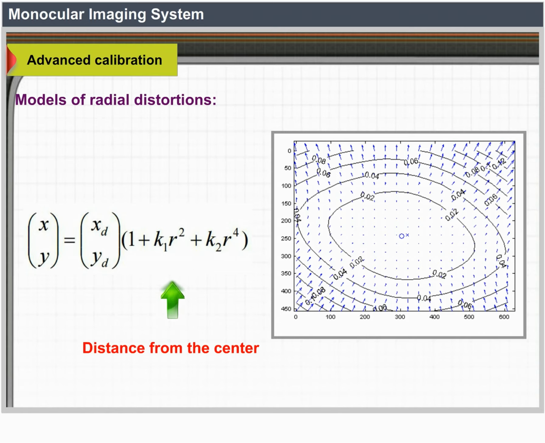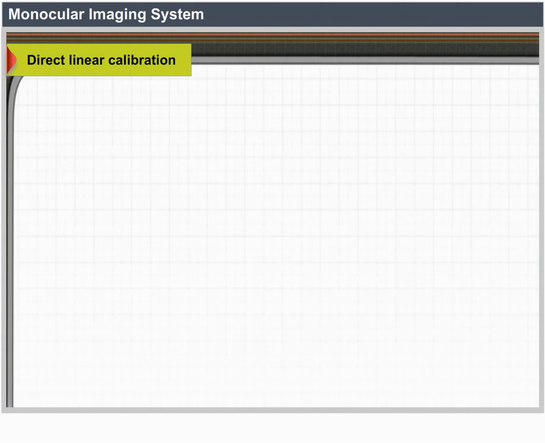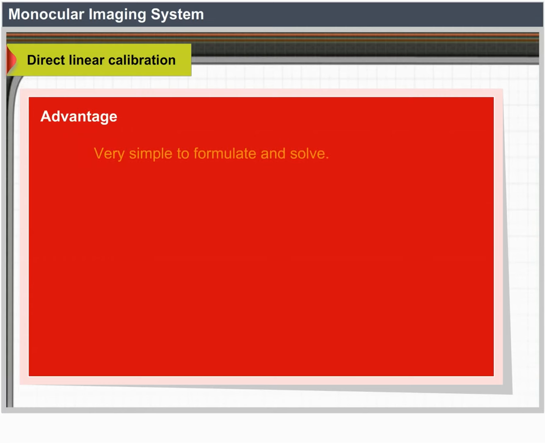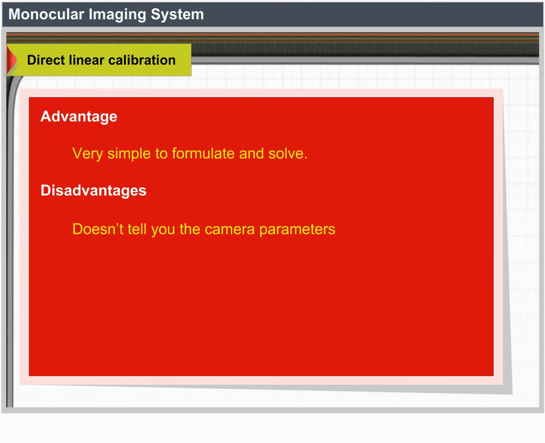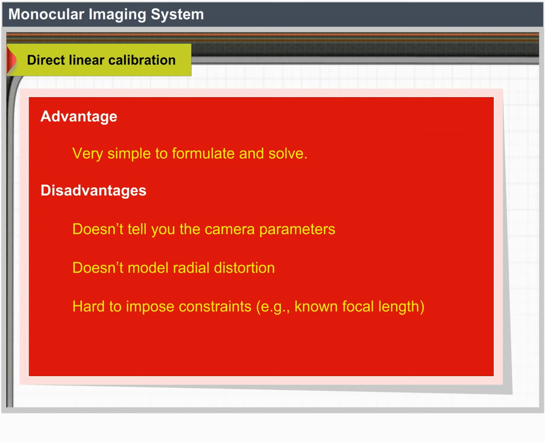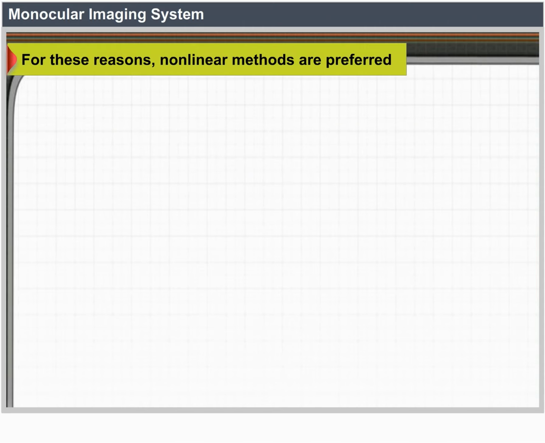Direct linear calibration. Advantage: very simple to formulate and solve. Disadvantages: doesn't tell you the camera parameters. Doesn't model radial distortion. Hard to impose constraints, for example, known focal length. Doesn't minimize the right error function. For these reasons, nonlinear methods are preferred.